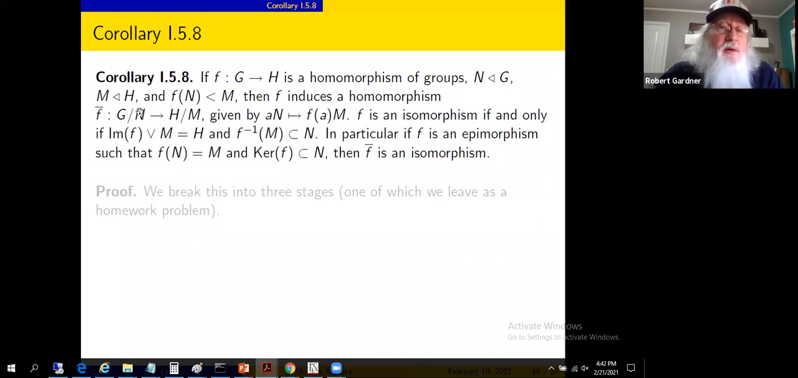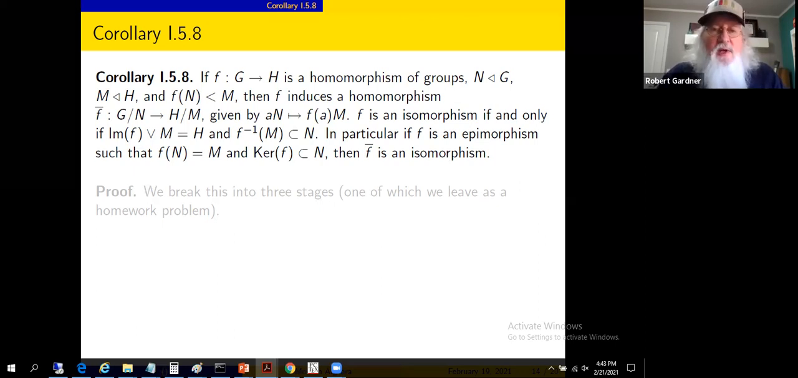Let's see. M is a subgroup of H, N is a subgroup of G, and for the homomorphism, the inverse image of something in H, like M, would be something in G, like N. So the setting makes sense. In particular, if F is an epimorphism such that F of N equals M and the kernel of F is a subset of N, then F bar is an isomorphism. We're in the middle of proving the three isomorphism theorems, so this last observation is pretty relevant to the future stuff.